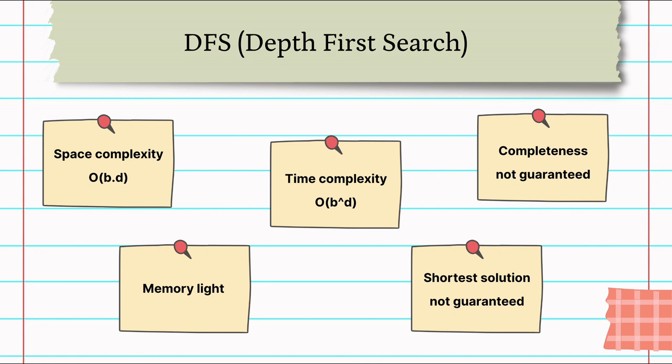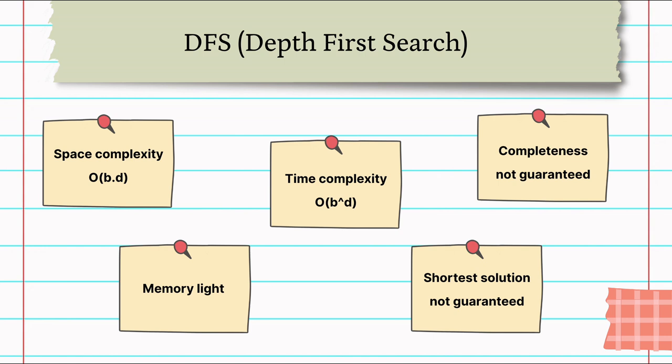Unlike BFS, depth first search dives deep down one path as far as possible before backtracking. If it hits a dead end, it returns and tries another path. DFS is memory efficient, using only order of b times d space since it only stores the current path and siblings, not the whole level.